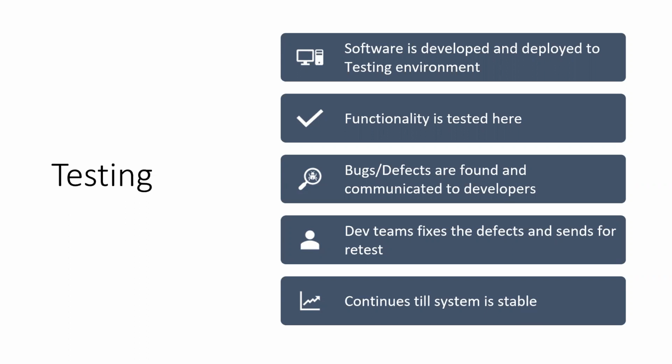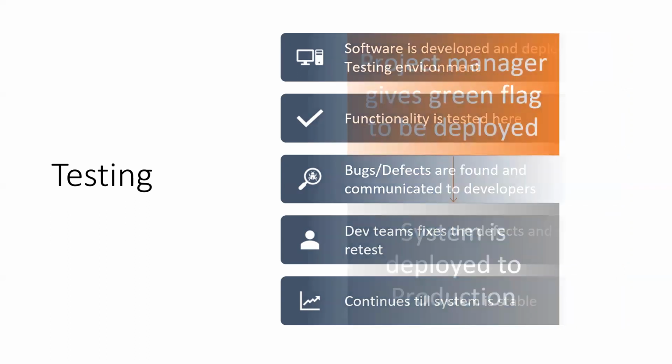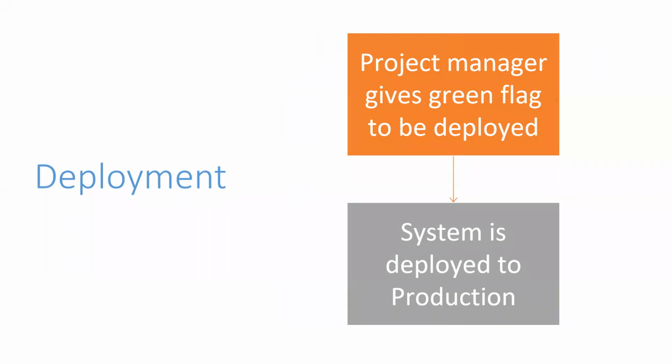So any doubts over here? Okay, fine. I'll move on to the next. Deployment is a very important phase. This is where the project manager or the product owner will give a green flag: okay, the application is very good, you can deploy it to production. Once the green flag is given, the system is deployed to production and the users will start to use it.